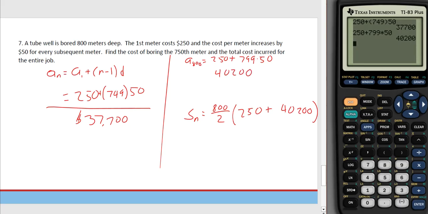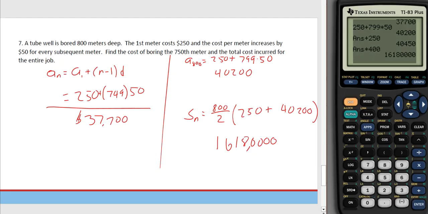40,200. Right now, I need to do the 250 added to that and then multiply it by 800 over 2, which would be 400. And the cost then for the boring would be, it should have a comma there and there, $16,180,000.